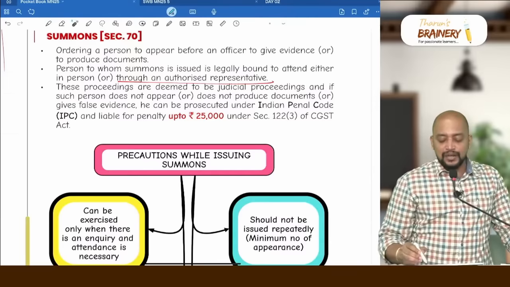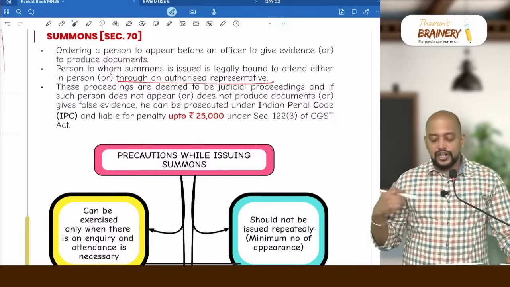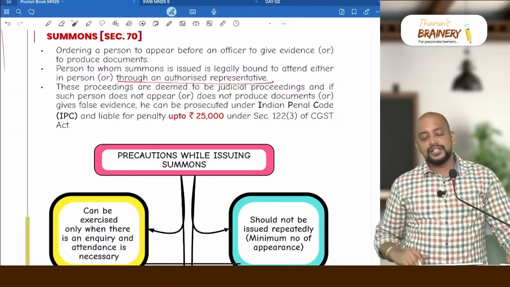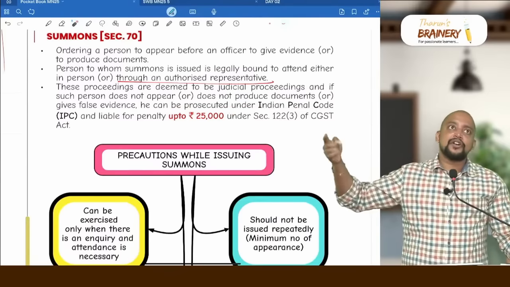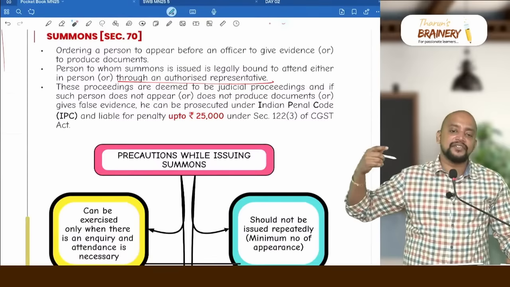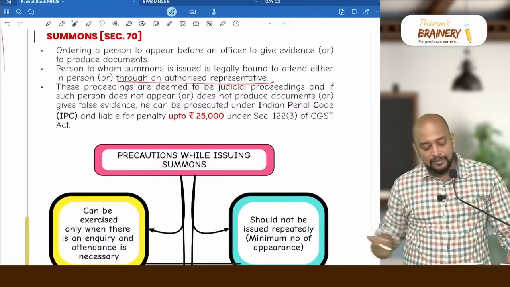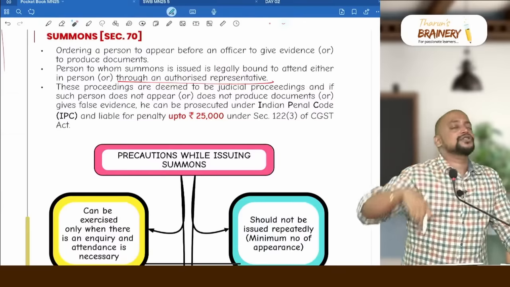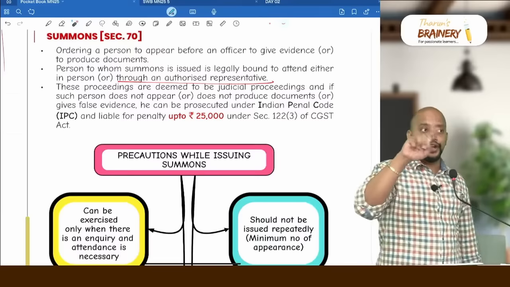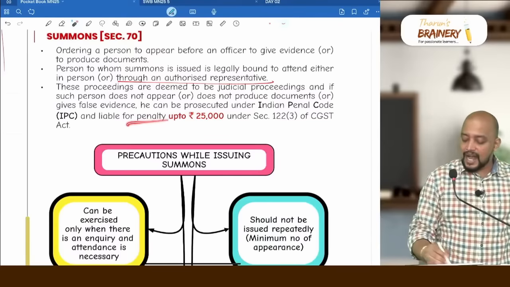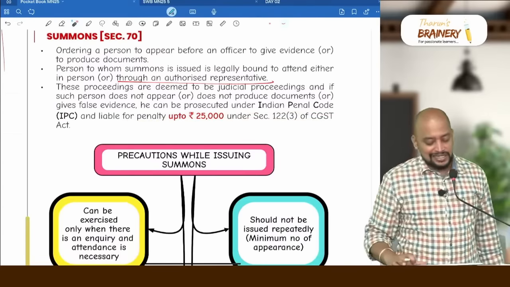He can even send an authorized representative by giving a power of attorney. These proceedings are deemed to be judicial proceedings, and if such a person does not appear, does not produce documents, or gives false evidence, he can be prosecuted under IPC. For false evidence and false witness we have a separate penalty under IPC, and under GST also there is a penalty. What is the penalty for not appearing during summons? Section 122 subsection 3: up to 25,000 under section 122(3) of the CGST Act.